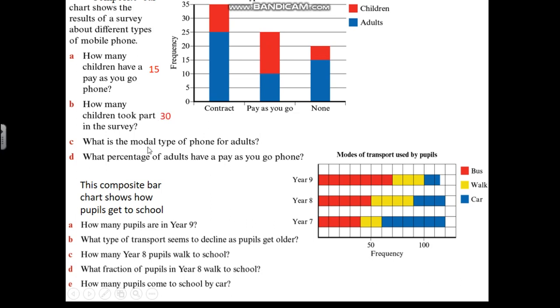What is the modal type of phone for adults? So a couple of weeks ago we were doing averages, and one of the averages was mode, and it was the one that occurs the most. So modal is the phone that is most popular for adults. So remember, adults are the blue ones. So if we just look at the blue bars, which bar is the highest? Well, it's this one here. So it's contract phones that are the modal type for adults.